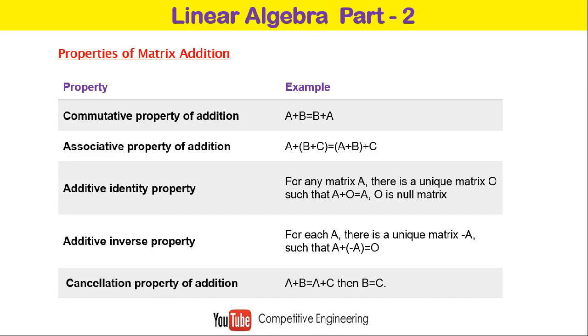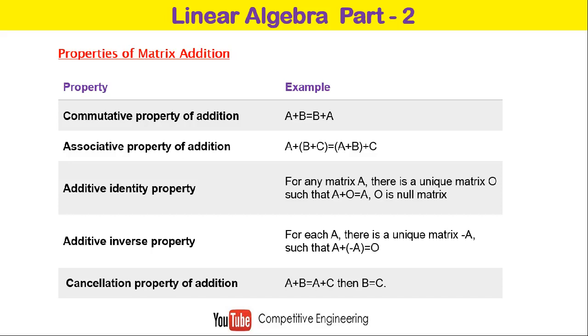And the additive identity property. For any matrix A, there is a unique matrix O such that A plus O equal to O plus A equal to A, where O is a null matrix. Which means that we have a matrix A and we are adding the null matrix with A, we will get A itself. So there will always exist a null matrix. And the additive inverse property also, which means that for every matrix A there exists a matrix minus A, then when we are adding both we will get zero, that is a null matrix.